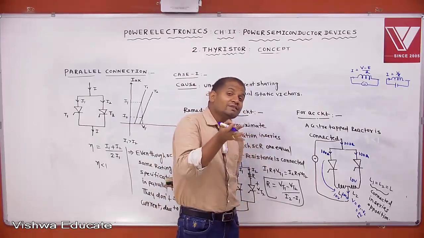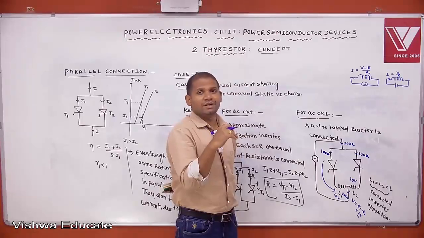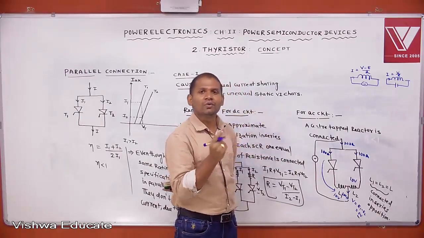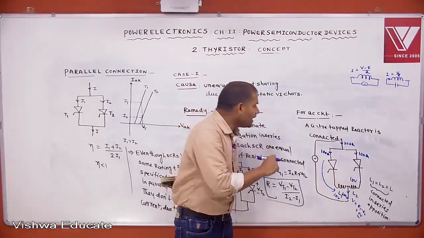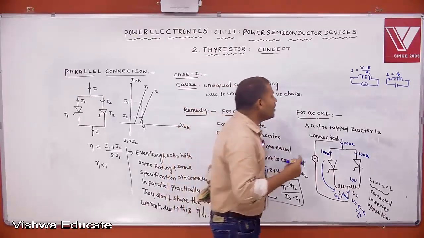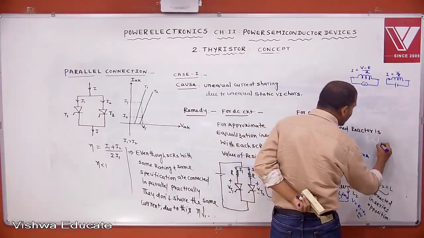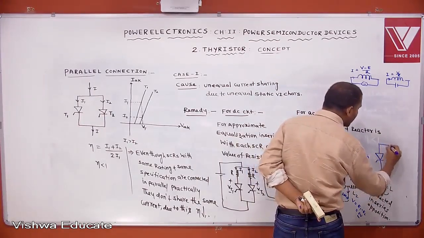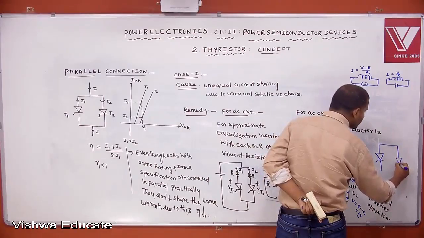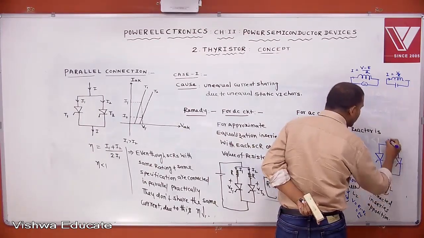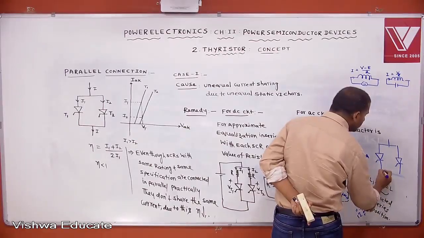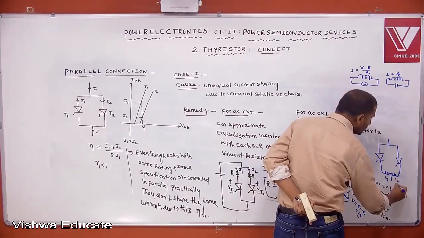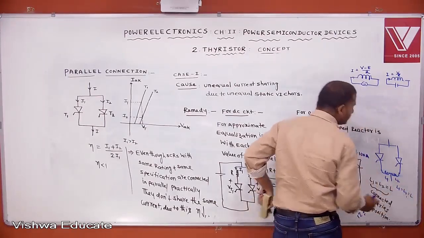If the current sharings are unequal, we want to equalize the current sharing by using the reactor. How this reactor equalizes the current sharing, that you will see. For example, let two thyristors be connected in parallel. To equalize this current sharing, we are using one center tap reactor. Let this be L1, this be L2, L1 equal to L2 equal to L.